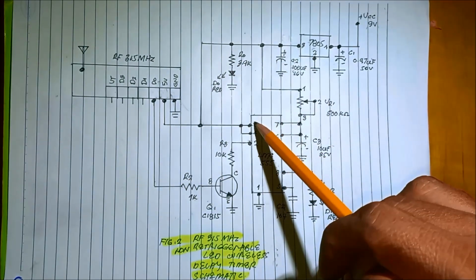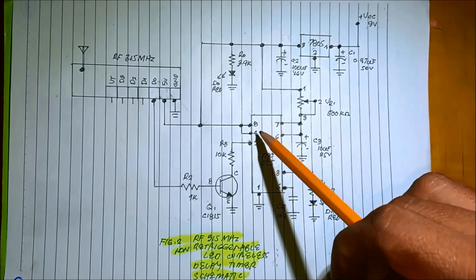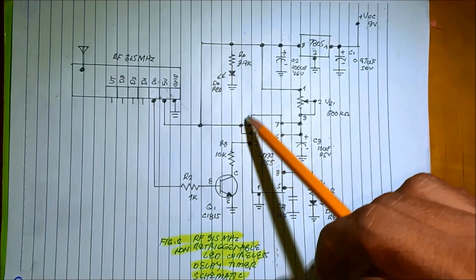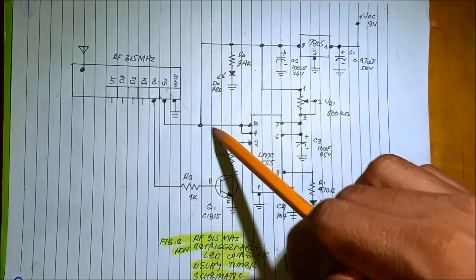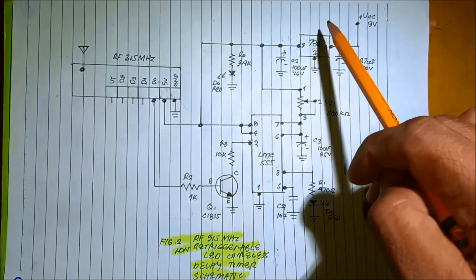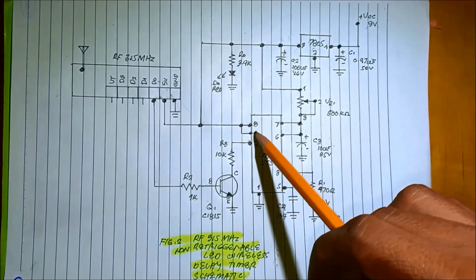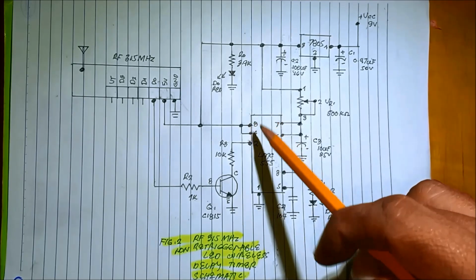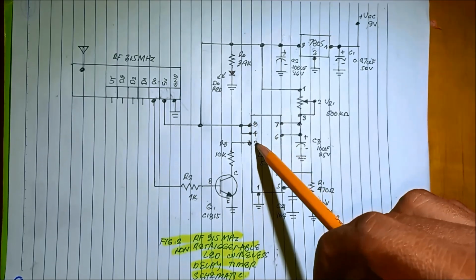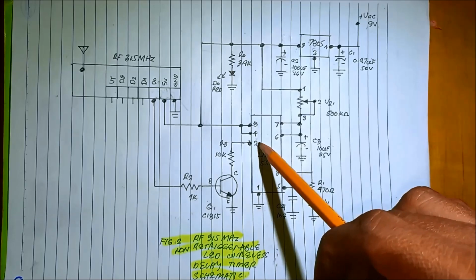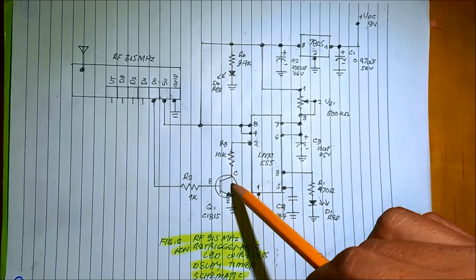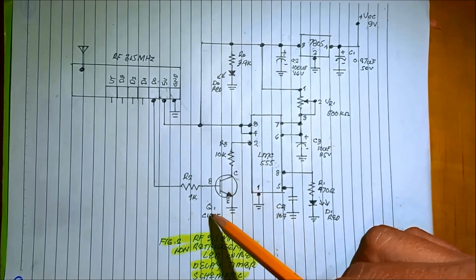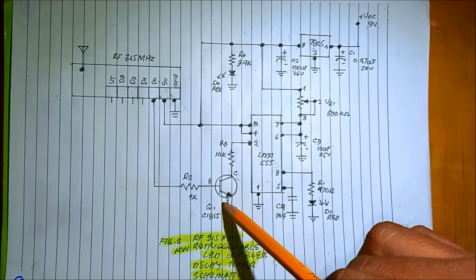Pin number 8 is the power supply of the 555 timer. Pin number 4, reset, is connected to the supply of 5 volts from the output of the 7805, in order not to reset the circuit. And then we have pin number 2, the triggering pin or trigger pin, connected via the 10K to the collector and emitter of this BJT NPN transistor.